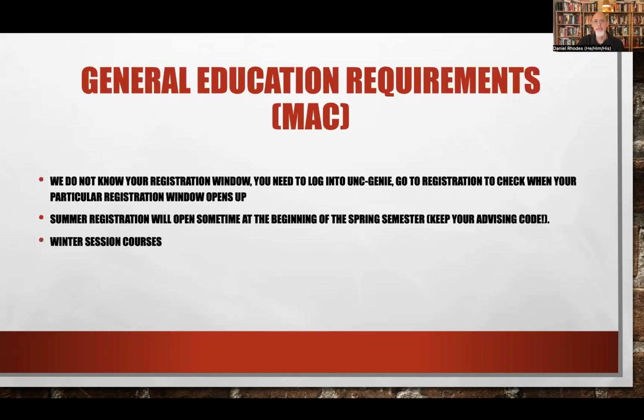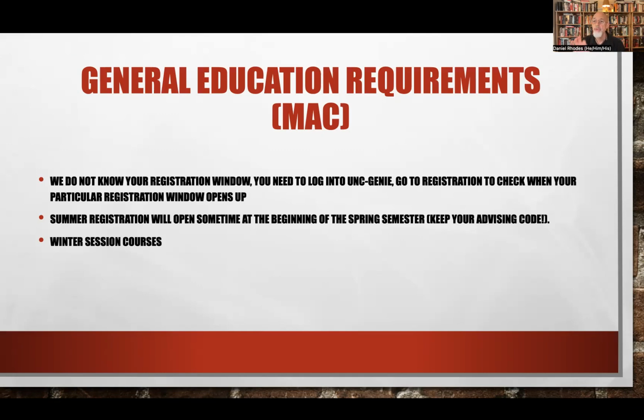The general education requirements, which is called the MAC, Minerva Academic Curriculum. Once again, I'm going to refer you back to DegreeWorks. The top part of DegreeWorks is the Minerva Academic Curriculum. The bottom part of DegreeWorks is the social work curriculum.